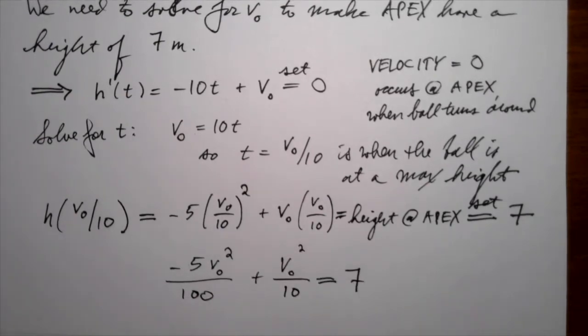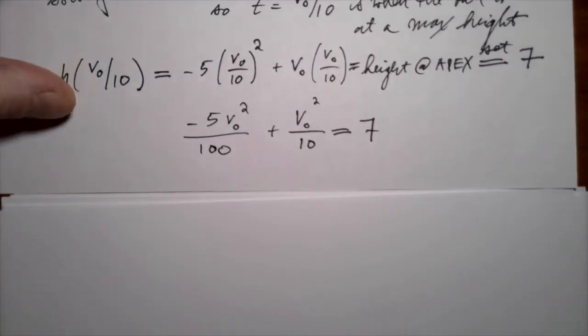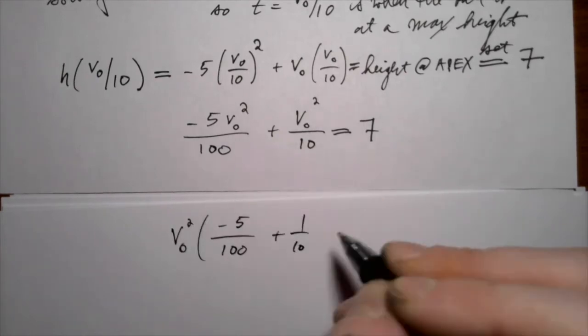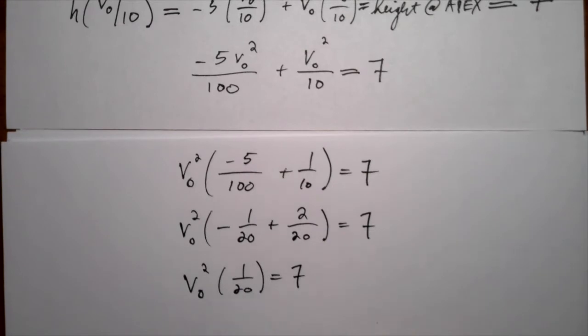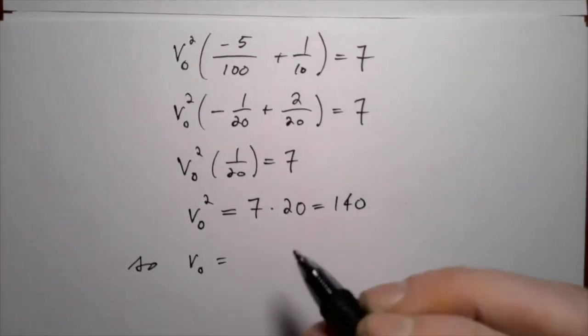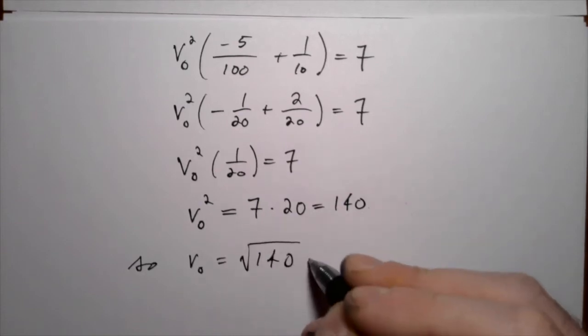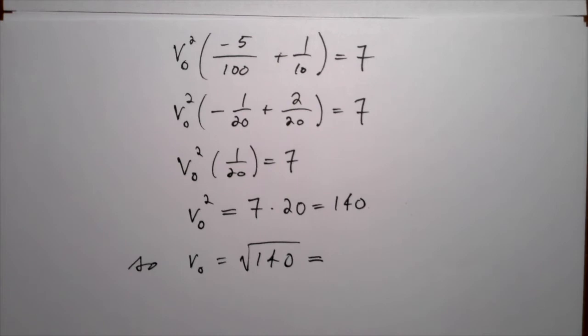Now we're trying to solve for v0 squared here. How are we going to do it? Well, so the initial velocity that we want, this was the whole point of the problem, to solve for the initial velocity that'll give us a height of 7 meters, it's exactly the square root of 140.